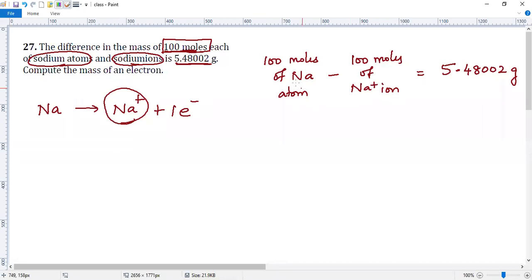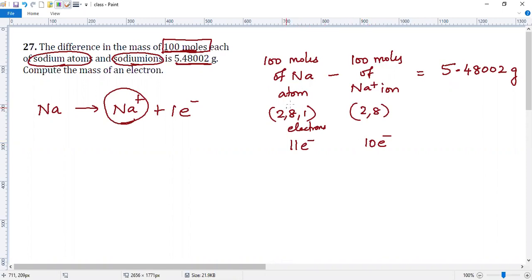Okay. So Na atom has got 2,8,1 electrons. How many electrons? Totally 11 electrons it will have. Whereas Na plus ion, right? How much it will have? 2,8. Only 10 electrons it has got. One electron is less. So what does this mean?